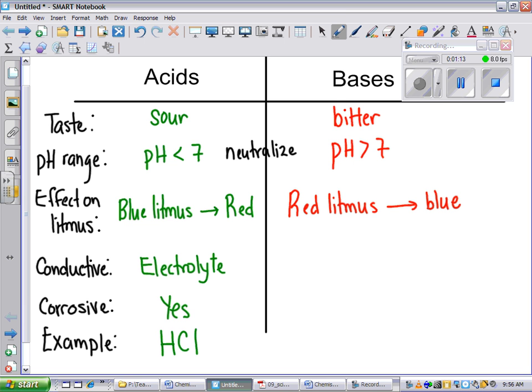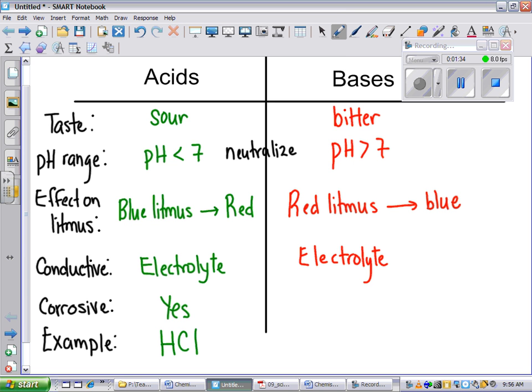They do have a few things in common. For example, conductivity. Conductivity means whether or not they will conduct electricity. Acids are definitely conductive, and another term you learned for conductive is electrolyte. Bases are also electrolytes and can also conduct electricity.